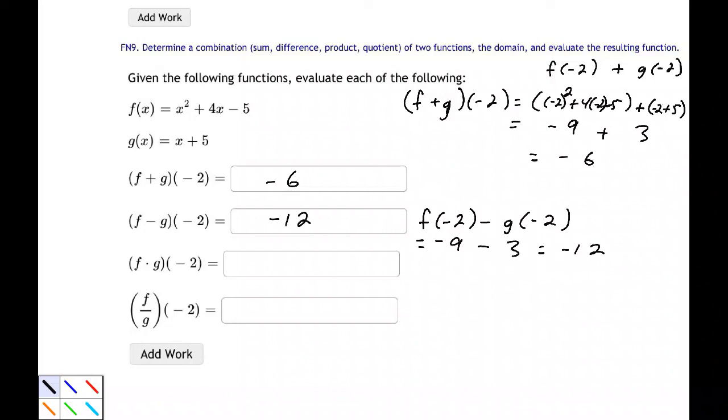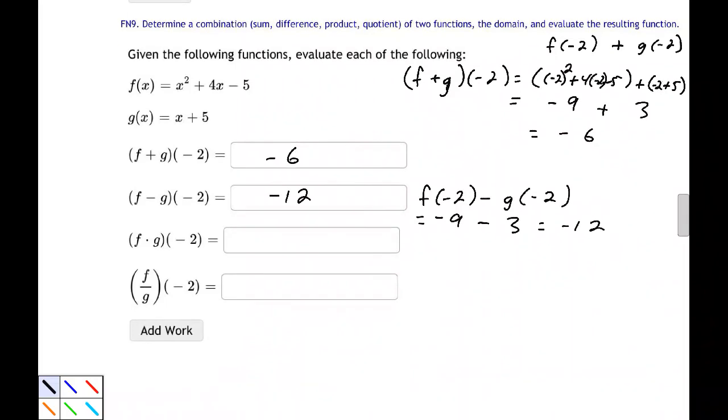Now, of course, I have f plus g of negative 2, f minus g of negative 2, f times g of negative 2, and f divided by g of negative 2. If that x value, the input, changed, of course, that would change your answers. All right, the next question is f times g of negative 2, which is going to be equal to f of negative 2 multiplied by g of negative 2.